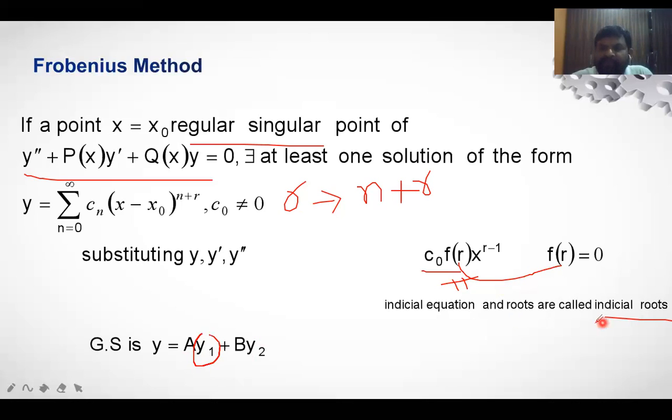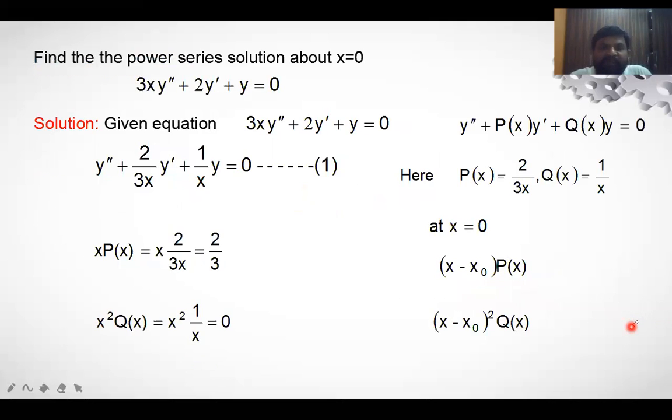Now we will look at one problem. Find the power series solution about x equal to 0 of the given equation 3x y double dash plus 2y dash plus y equal to 0. First of all, we have to convert the given equation into the standard form. What is the standard form? y double dash plus p of x into y dash plus q of x into y equal to 0.